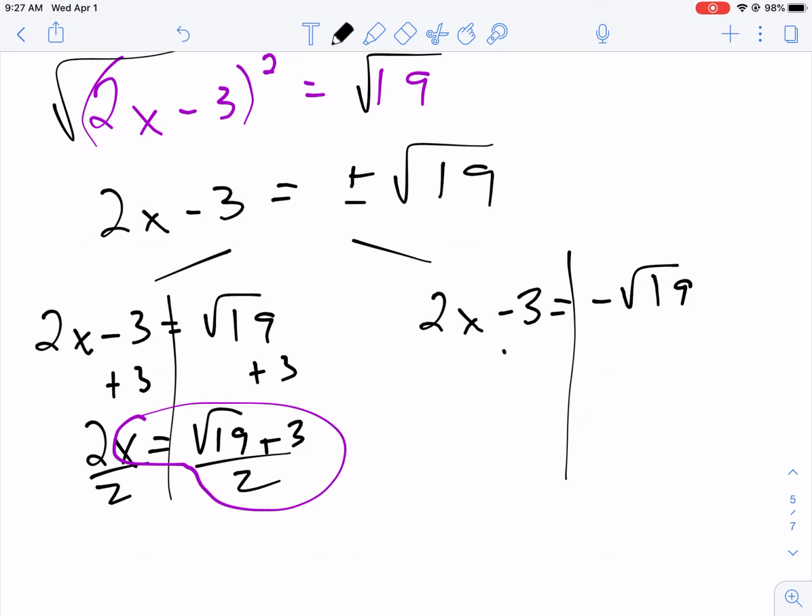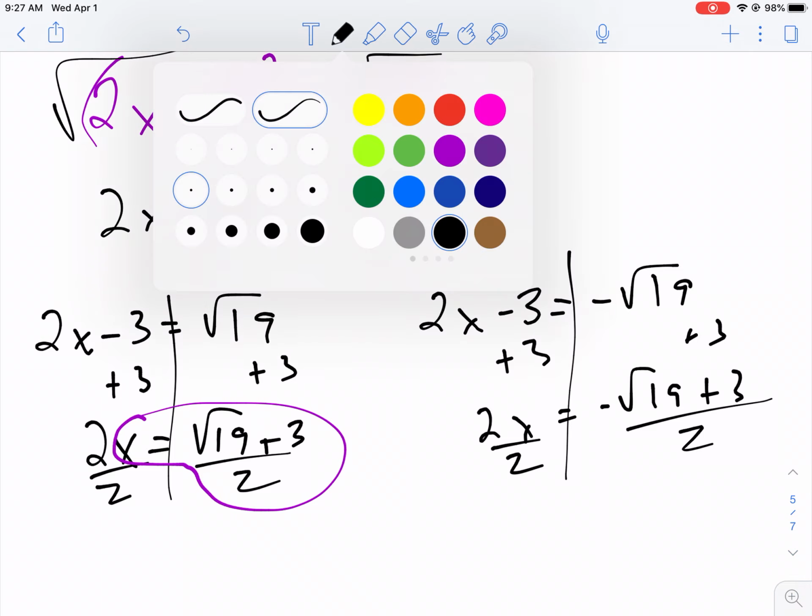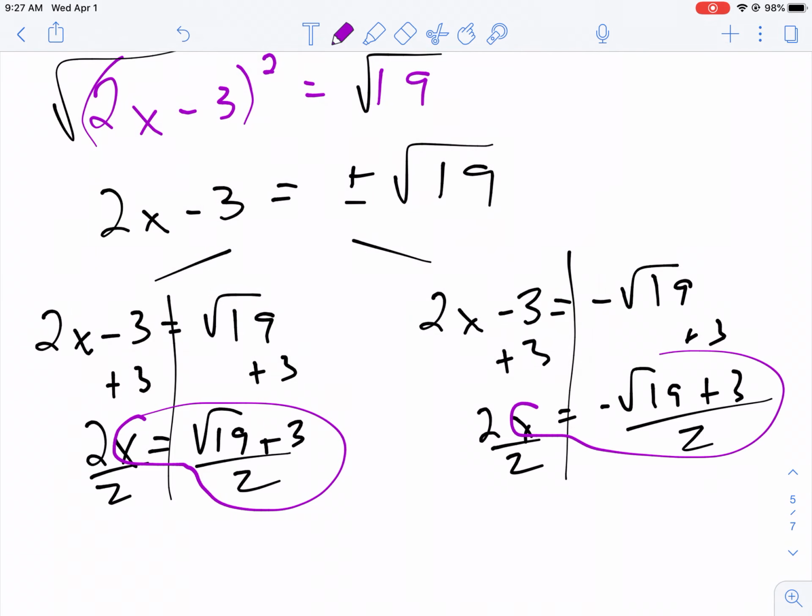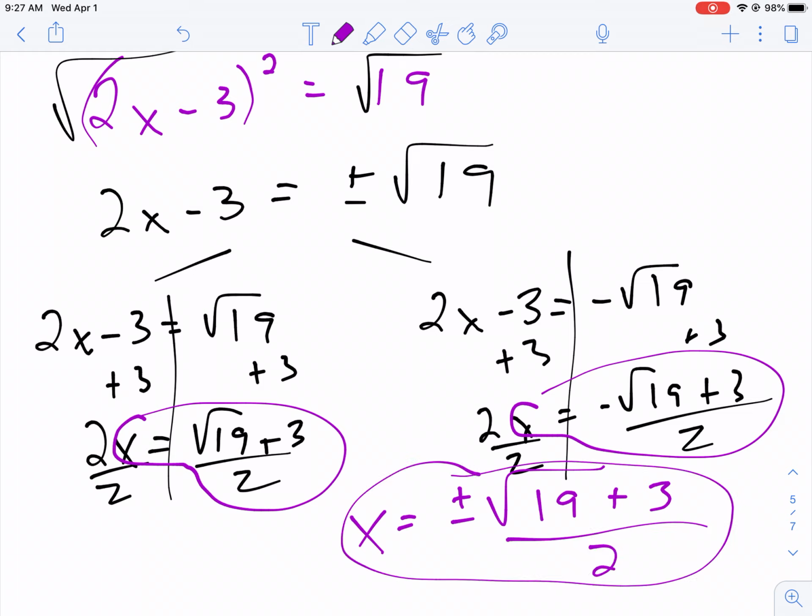Now on this side, we're going to add 3. So 2x equals negative square root of 19 plus 3. And then divide by 2, and that's going to be your answer there. Now if you want to take the easy way, you can just write x equals positive and negative square root of 19 plus 3. Make sure that 3 is not underneath the radical sign. And then divided by 2. And that could be your answer for that.